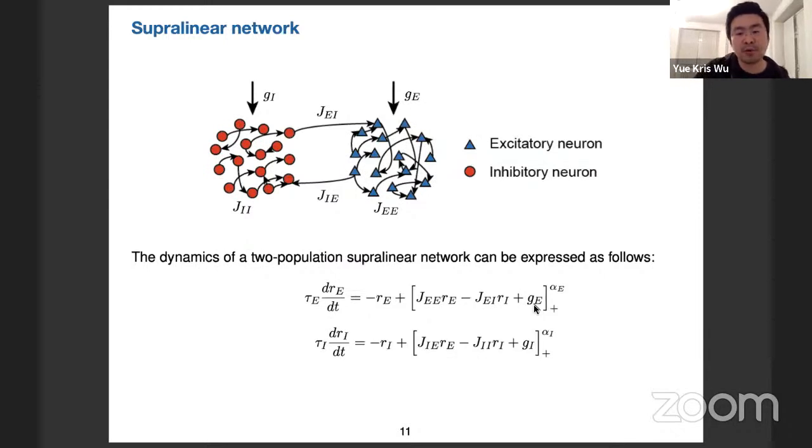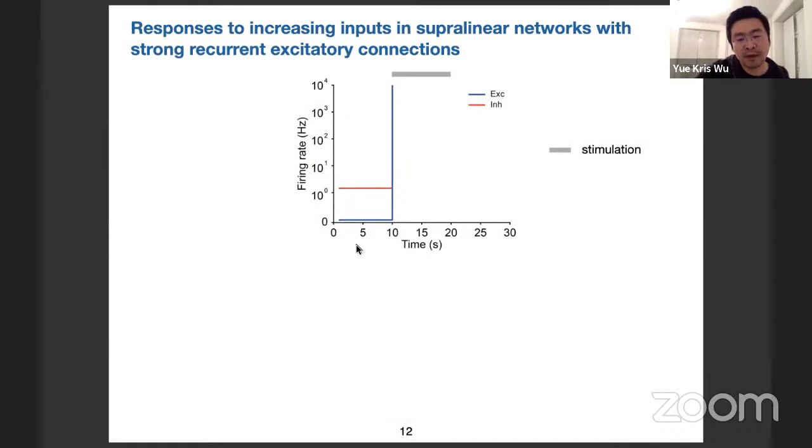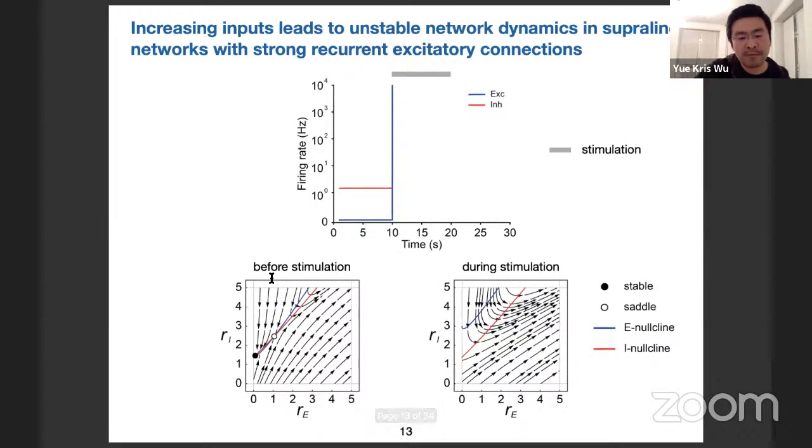So how does the superlinear network respond to input? Here are the results. The x-axis is time, the y-axis is the firing rate, with excitatory activity in blue and inhibitory activity in red. During this green bar, we add additional extra input to the excitatory group. As you can see, the network activity explodes. We can also plot the phase portrait before stimulation and during stimulation. Before stimulation, there were two fixed points, one stable and one unstable, and the network was initially in the stable fixed point. But if we increase the input, the fixed point disappears.